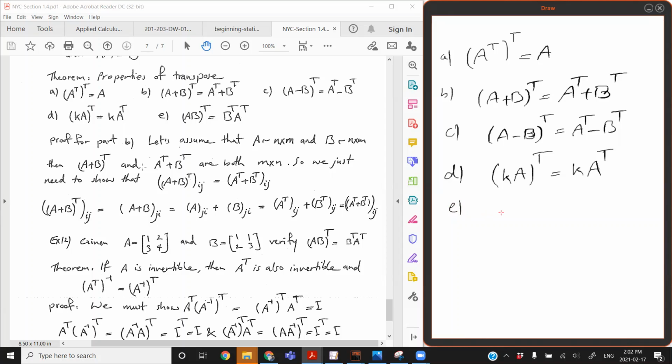And the last one is the most interesting one. If you have A times B, the transpose of that is actually B transpose times A transpose. And again, you guessed it, it is true for 3 matrices as well. If you have ABC transpose, that's going to be C transpose times B transpose times A transpose. Or 4 or 5 matrices, same story.